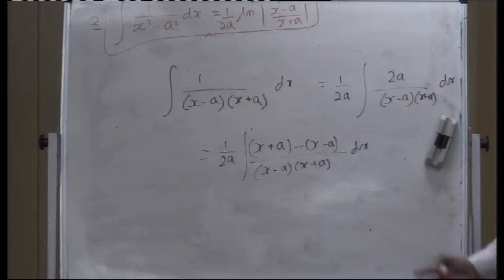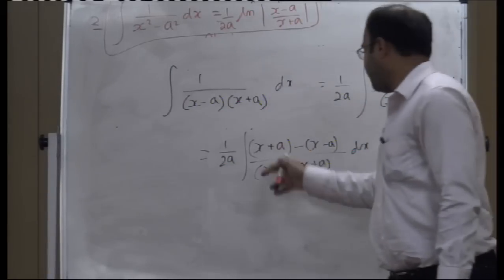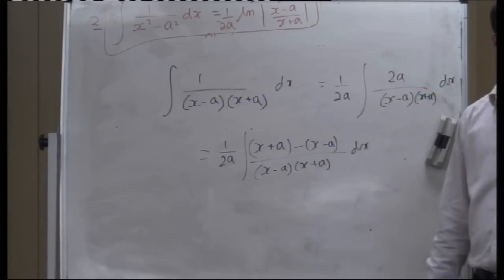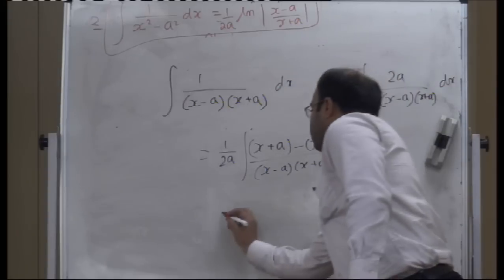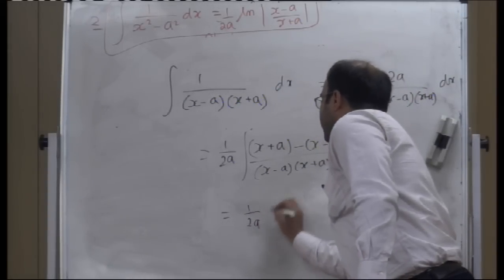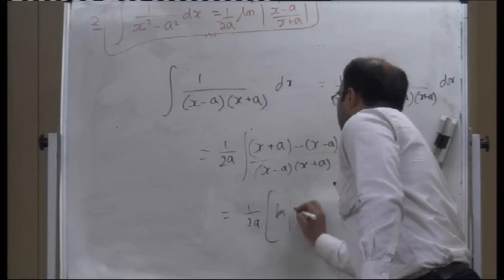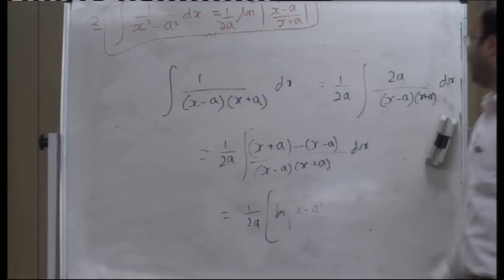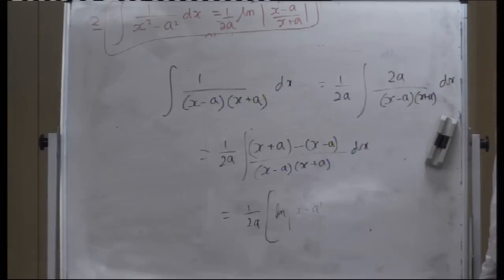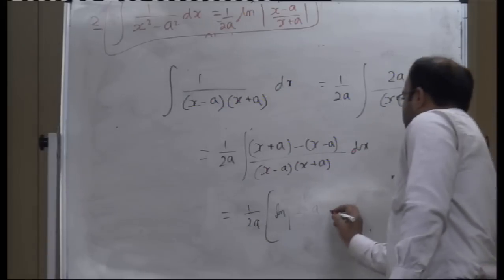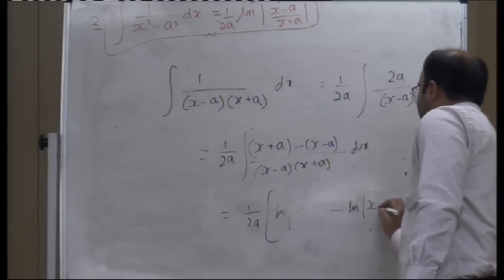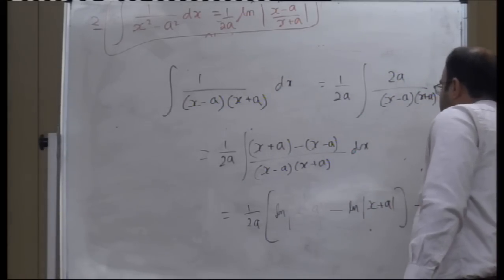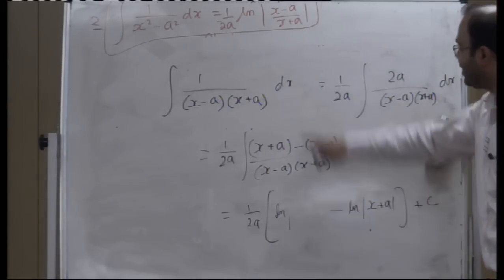And then you can separate them. So here x plus a would cancel, 1 by x minus a will remain, and the integral of 1 by x minus a is actually log of mod of x minus a. And if x minus a cancels, x plus a remains, and that is minus log of mod of x plus a plus constant of integration. And this is actually this thing.